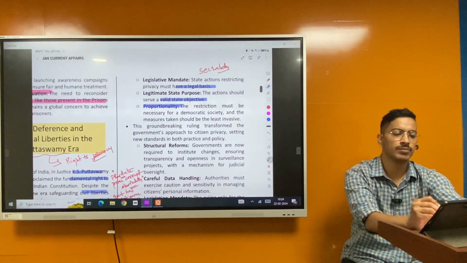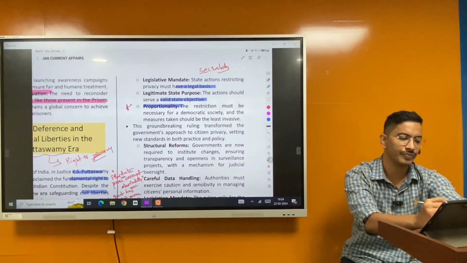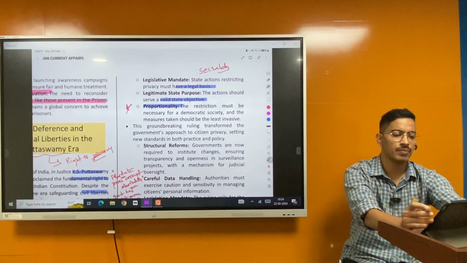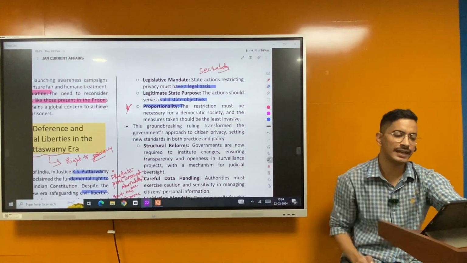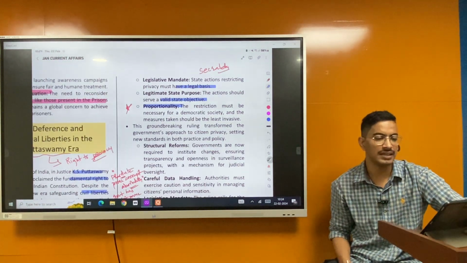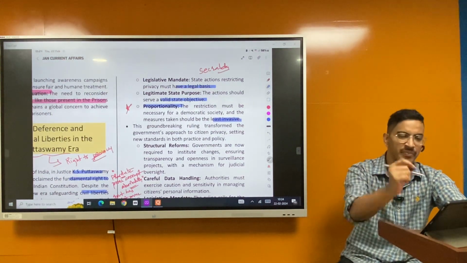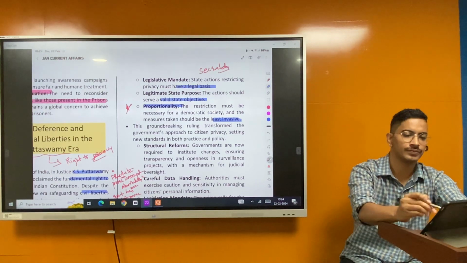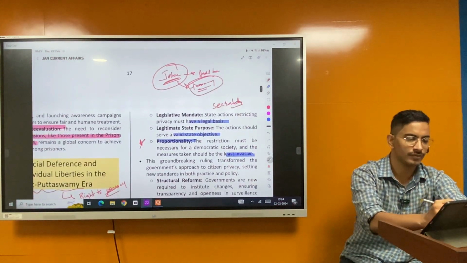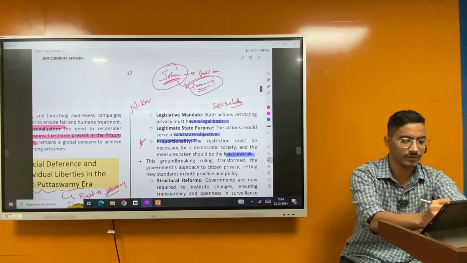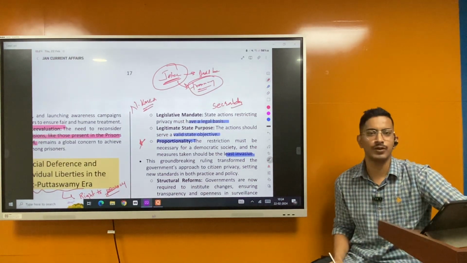Then proportionality. This is important. The restriction must be necessary for a democratic society, and the measures taken should be the least invasive. If you go to North Korea, it's supposed to be the most controlled society in the world.